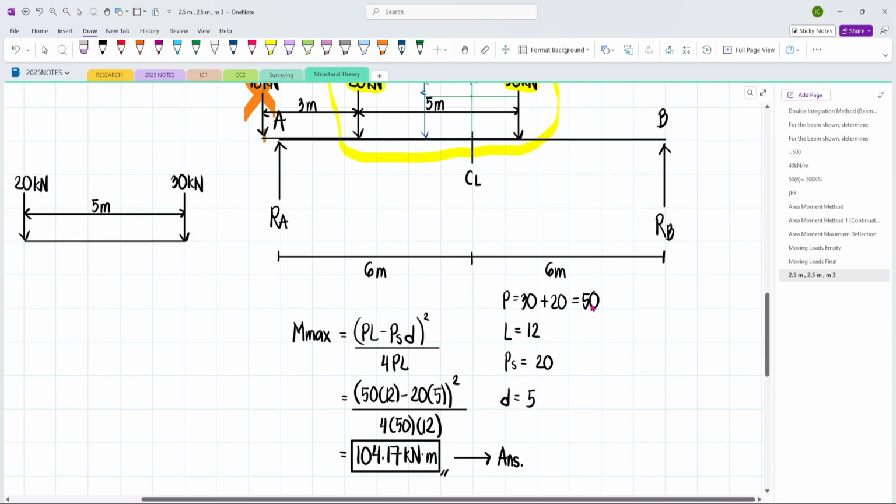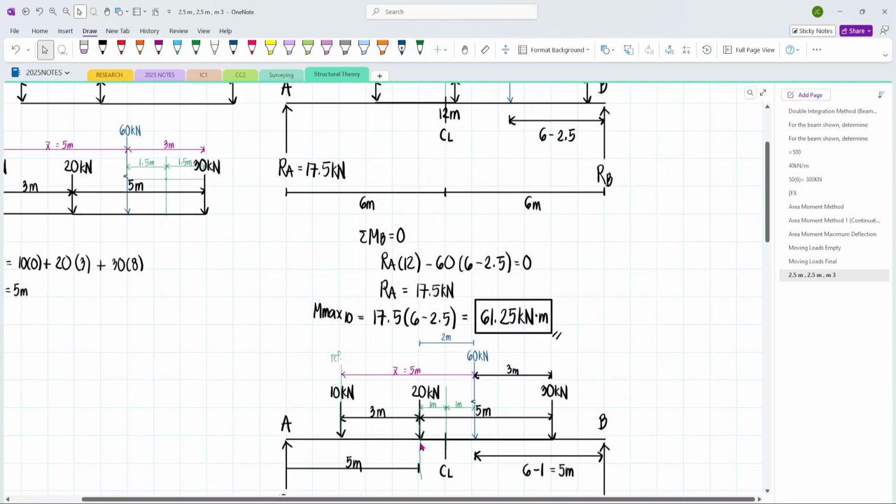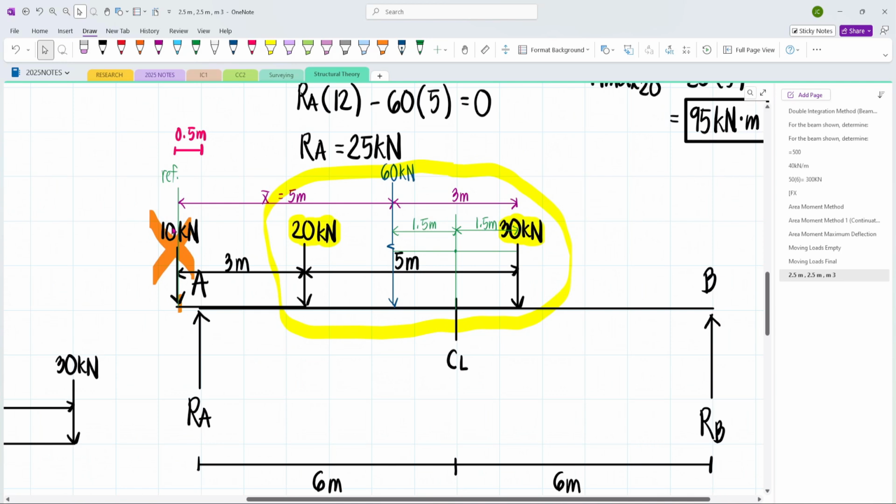Kapag 3 moving loads, essentially, the same process pa rin. Hanapin mo yung gitna ng load of interest and the resultant force, then ilagay mo sa center line. But again, merong cases na merong load na lalagpas sa span. Kapag lalagpas sa span, then we discount this load since this will not affect the reaction at A. So, it will not affect the moment under the 30 kilonewton load. Now, yung usual mistake is, once na-draw na yung figure, nagmo-moment pa rin yung students going to the 30 kilonewton load. But again, this will not cause the maximum moment.